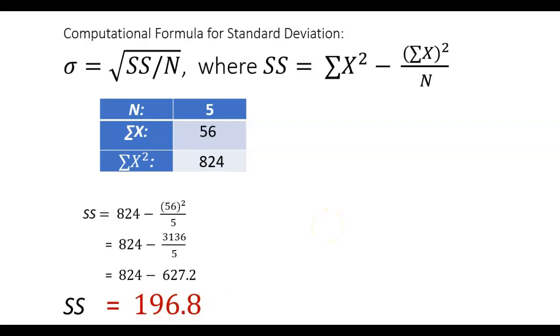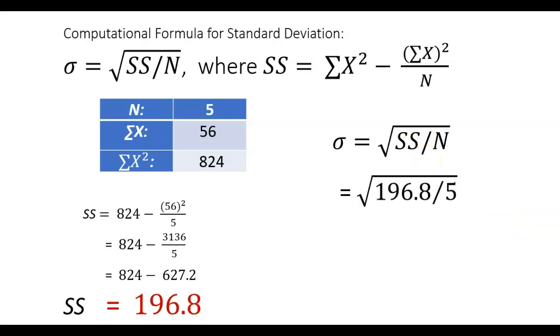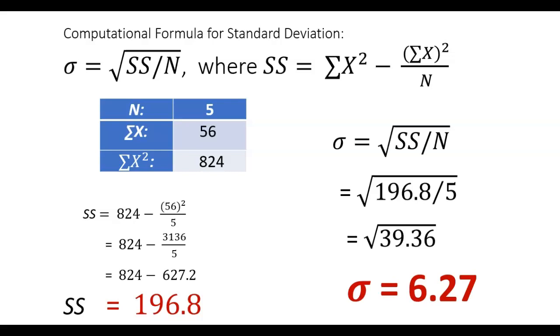Yay! I'm almost done. Now to solve for standard deviation, though, I need to get the sums of squares divided by n and take the square root of that. So I plug in the numbers I just calculated. 196.8 divided by 5. I carry out that math. I get 39.36, and I take the square root of that. And voila, my standard deviation of this distribution of scores is 6.27.